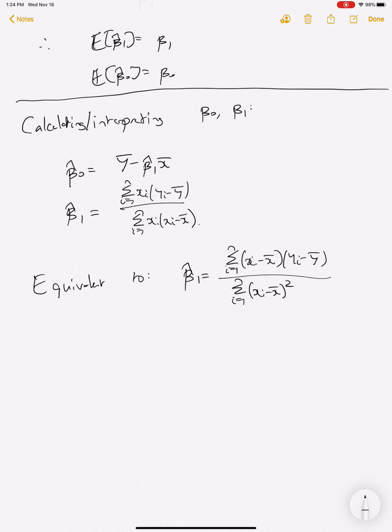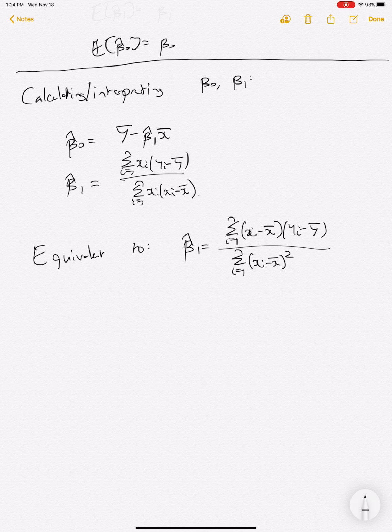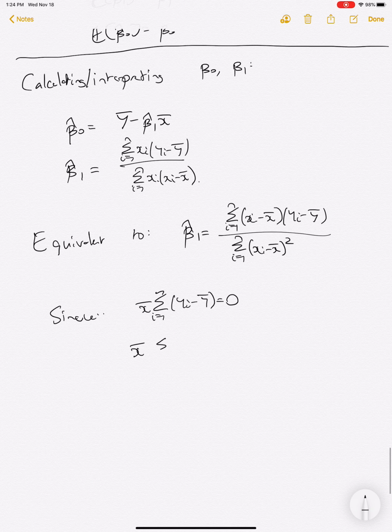To convince yourself of why that's true, note that the summation, i equals 1 to n, of x bar times yi minus y bar is equal to 0, because if you add up things and then subtract off the mean, that should be 0. And obviously the same thing is true for the x's: if you add up the terms with x bar, that equals 0. So all I've done is subtract these two terms in both the numerator and the denominator, and they're both 0.